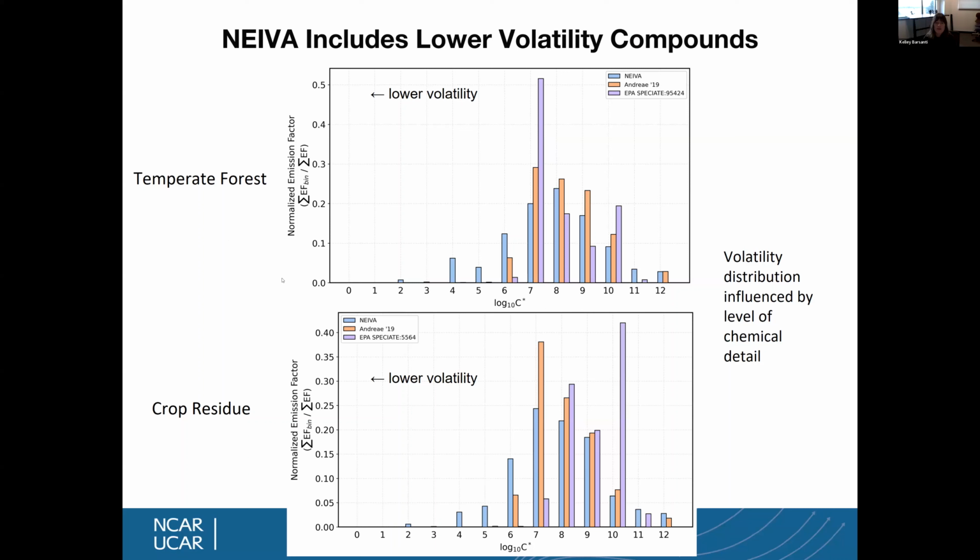So one is this distribution in volatility, right? If we map these compounds in volatility space, moving to the left, we have lower volatility. These distributions are very different. The volatility distribution is influenced by the level of chemical detail, and this influences partitioning and deposition, right? These distributions behave very differently in a model.